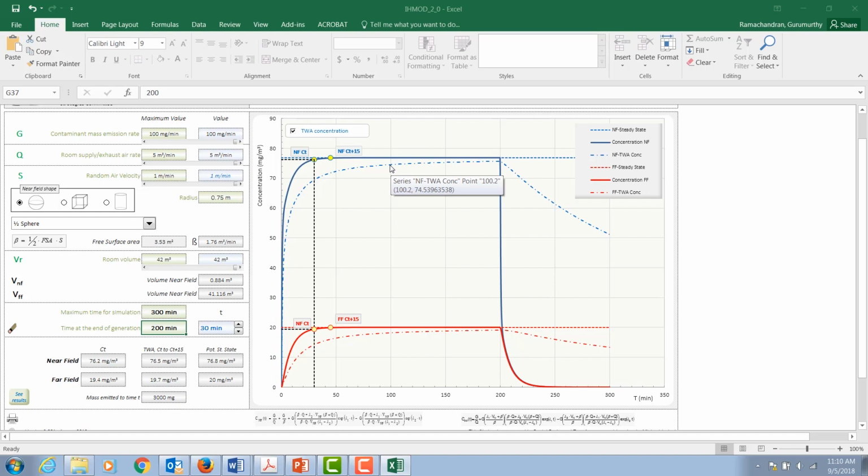So what it means is that if you were to take an average of the entire concentration profile from t equal to 0 to t equal to 100 minutes, then the average concentration is around 74.5 milligrams per cubic meter. Similarly, the average concentration from t equal to 0 to t equal to 100 in the far field is roughly 18.2 milligrams per cubic meter.